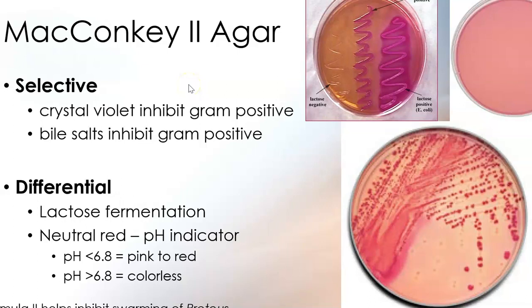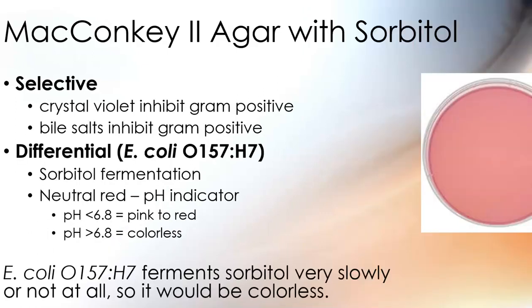Of course, we're on MacConkey II agar, right? MacConkey II helps to inhibit the swarming of the Proteus so that if there is Proteus present, you're still going to be able to see all the other gram negatives as well because it's not going to grow over everybody else. The original MacConkey was interesting when you got a Proteus on it.